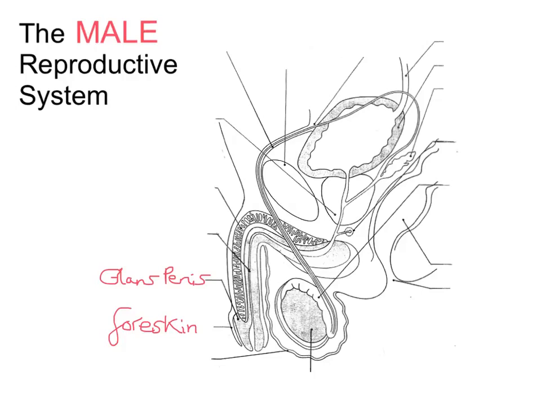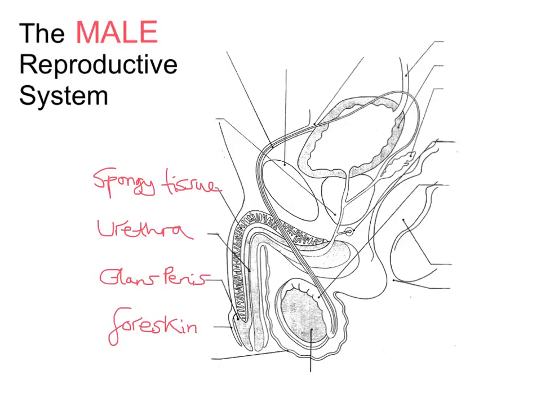Then if we continue going clockwise, we come to the urethra. Now, the urethra carries semen and urine to the outside. It's the opening at the end of the penis. If we continue up, we see that we've got a little bit of what's called spongy tissue. And then as we go further, what we come to is a label.